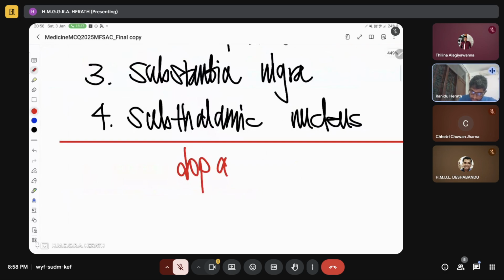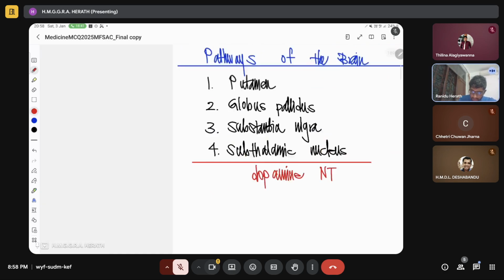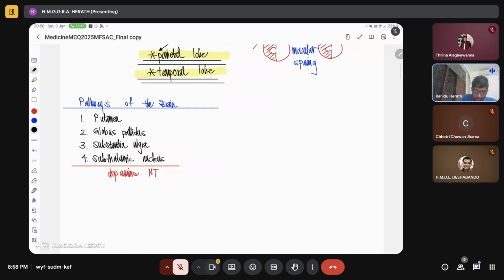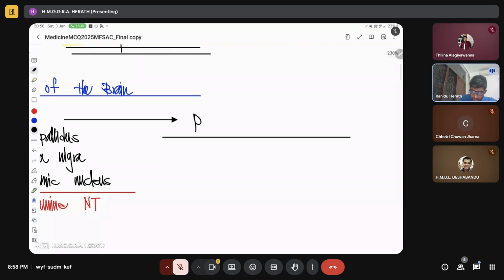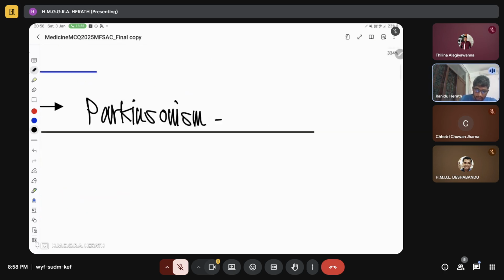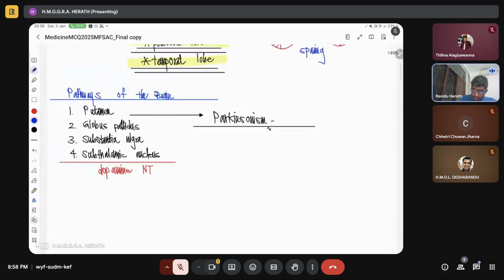So now when there is a lesion in the dopaminergic pathway, in the pathway of the brain that has these components, that will cause a combination of symptoms called what? Parkinsonism. So I mentioned that day, Parkinsonism can be due to many causes. The commonest cause is actually idiopathic Parkinsonism. What are the symptoms of Parkinsonism that you know of?